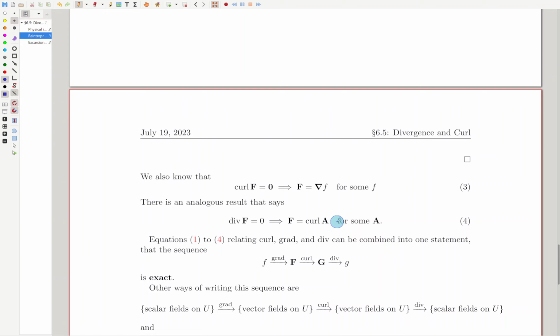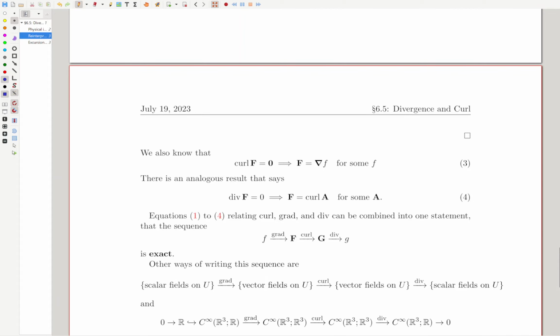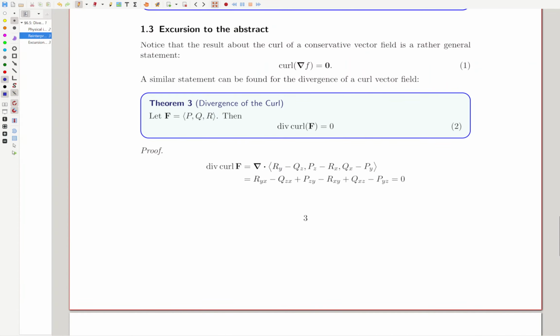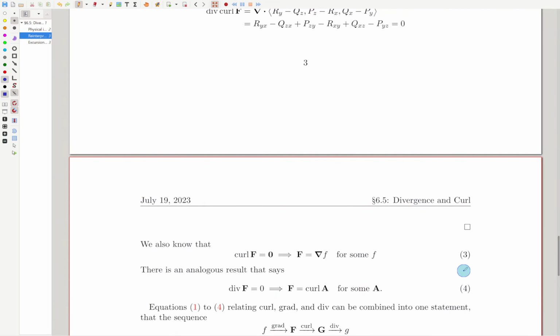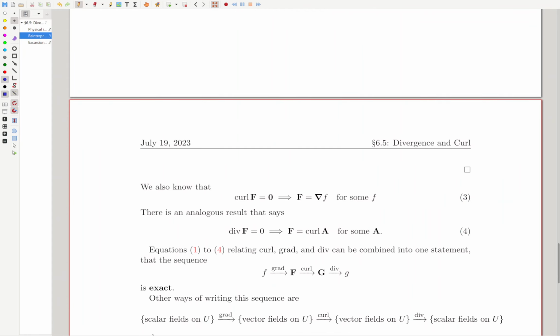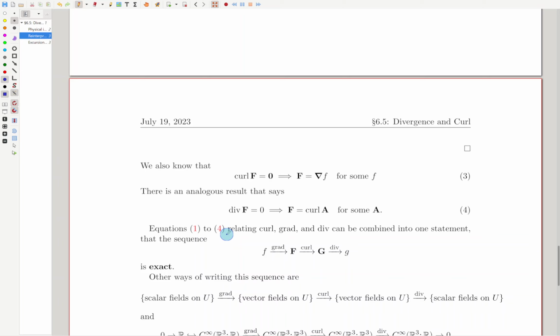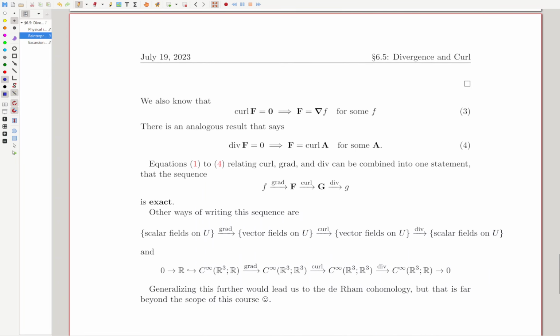So you might need to pause and think about how these two statements are analogous, but they are. And so this is where things start to get abstract, as I'm saying in this heading. We take these 4 properties, which have equation numbers next to them. These 4 equations that relate the gradient, the divergence, and the curl. They can all be combined into one statement, which to really understand actually requires a bit more understanding of advanced mathematics, like abstract algebra.